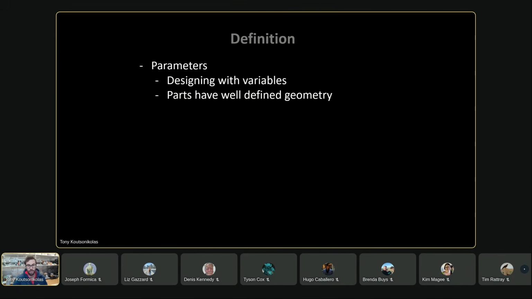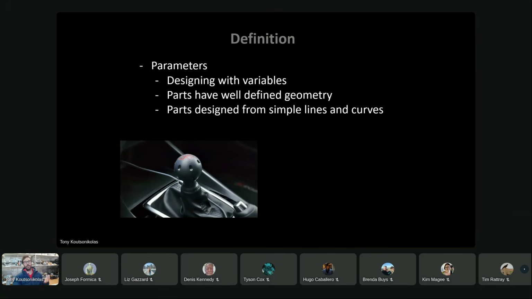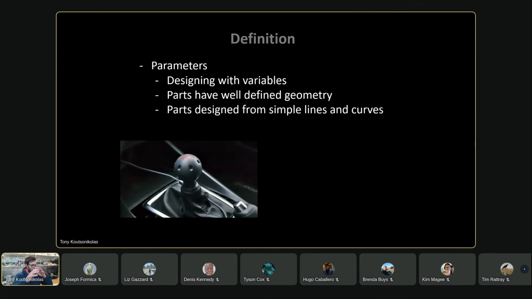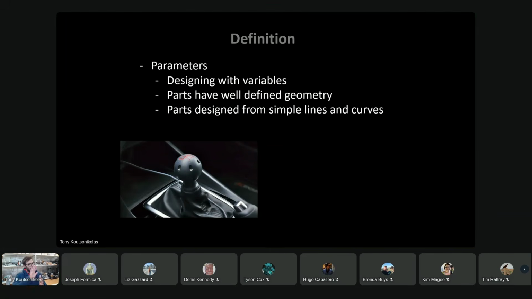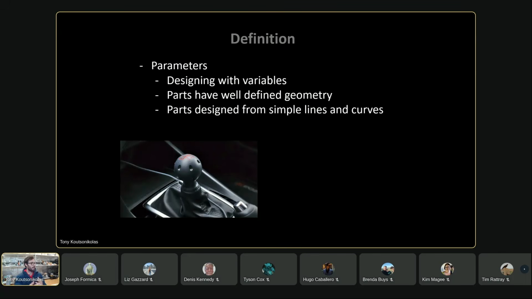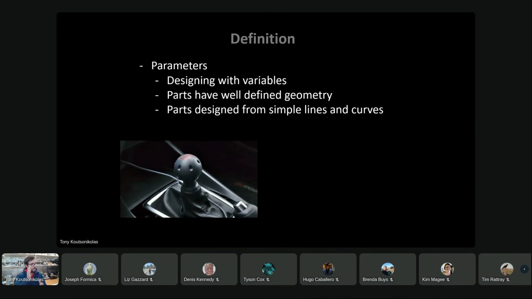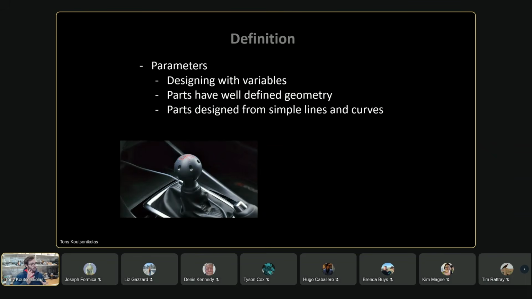So the parts have well-defined geometries. And what that means is that they can be designed from simple lines and curves, okay? So if I'm looking at this car part, this is a spherical piece with a long kind of neck, but that has a consistent curve around its axis. Then it's got these mounting holes that you can see right here. And those are circular cutouts that go to a specific depth, right? And they have a specific diameter, right? When we're designing stuff like this, we use parametric design.